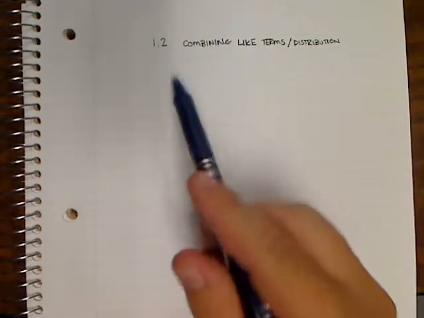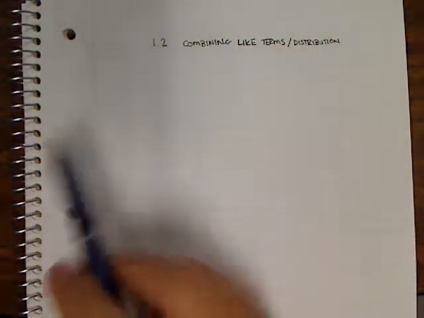All right. Today we're going to be taking a look at 1.2, which is talking about combining like terms and distribution. The first thing we want to kind of have an understanding of is two main vocabulary words.